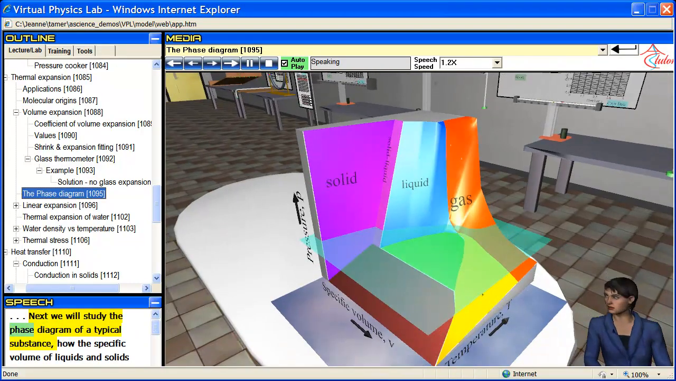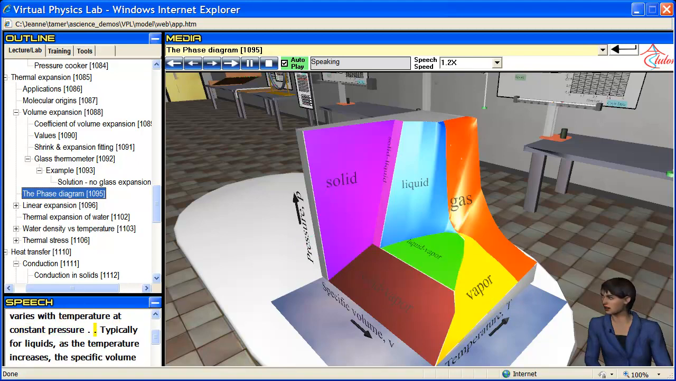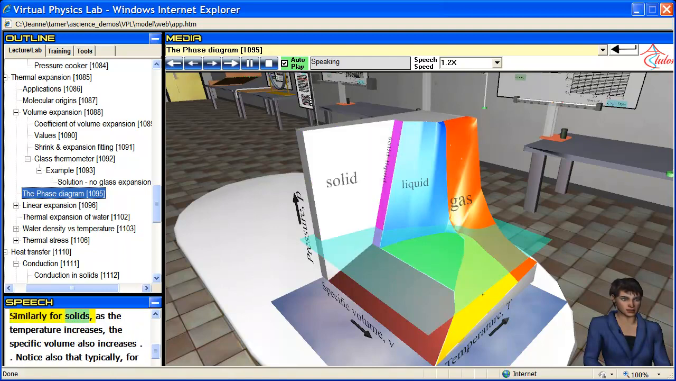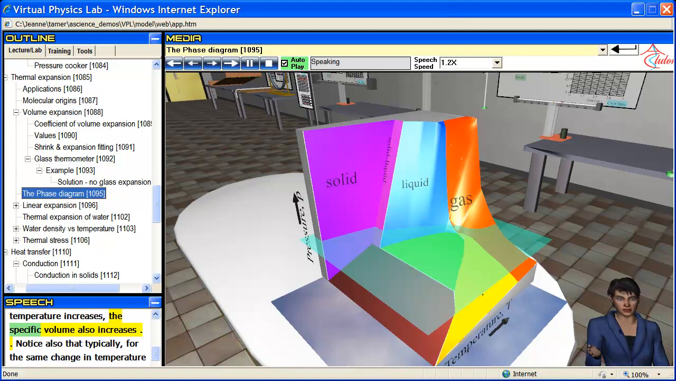Next we will study the phase diagram of a typical substance, how the specific volume of liquids and solids varies with temperature at constant pressure. Typically for liquids, as the temperature increases, the specific volume increases, indicating volume expansion with temperature. Similarly for solids, as the temperature increases, the specific volume also increases.